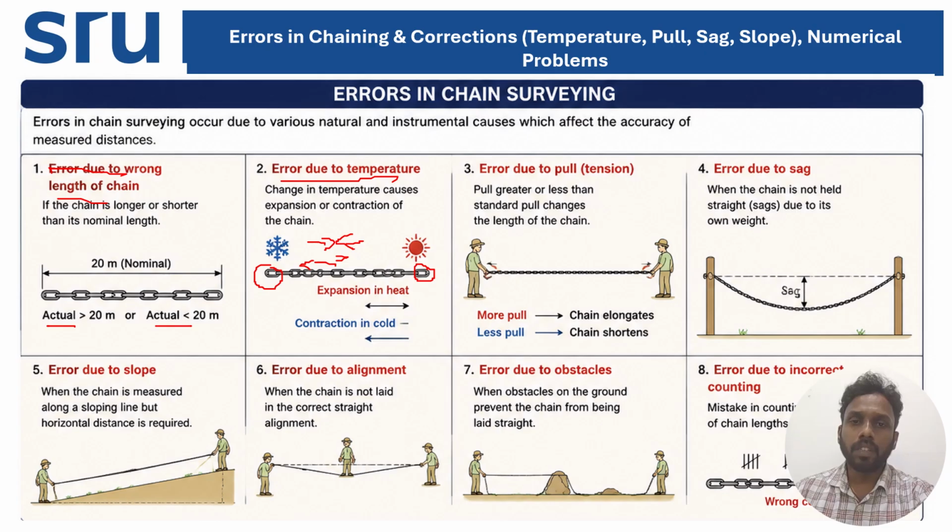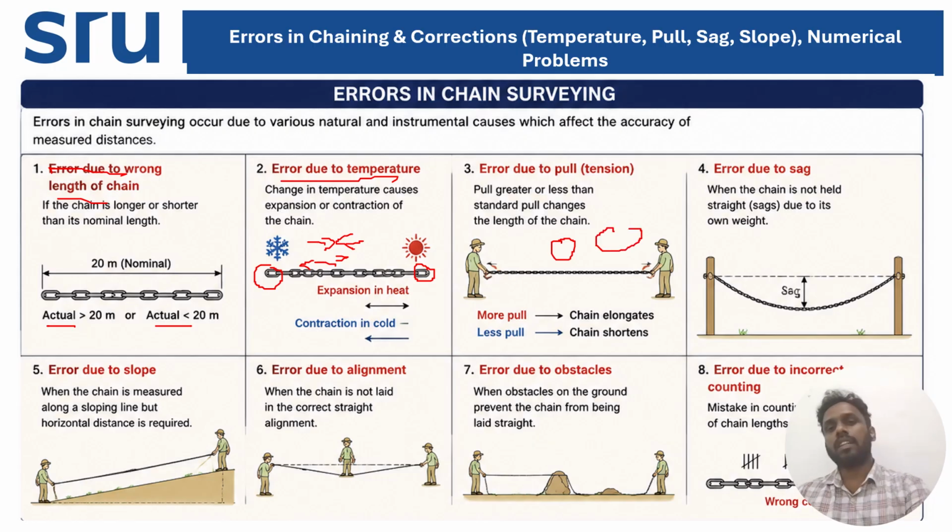Then error due to pull or tension. So if you are giving more pull, because your chain is manufactured for a standard pull, right, or tape. So when you are pulling, there's a link, right? There's a possibility of this link to open like this. So which leads to error, more pull, which leads to chain elongation. So when it is more pull, it is chain elongation. When there's less pull, your chain will show a shorter length.